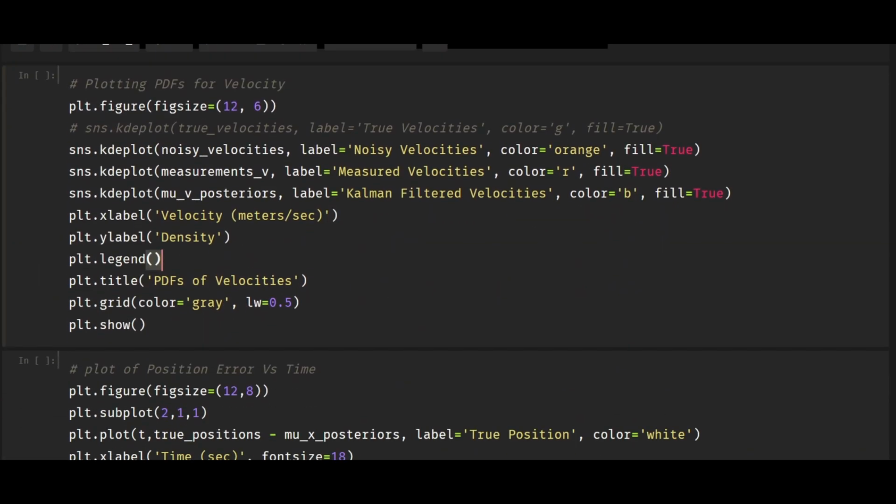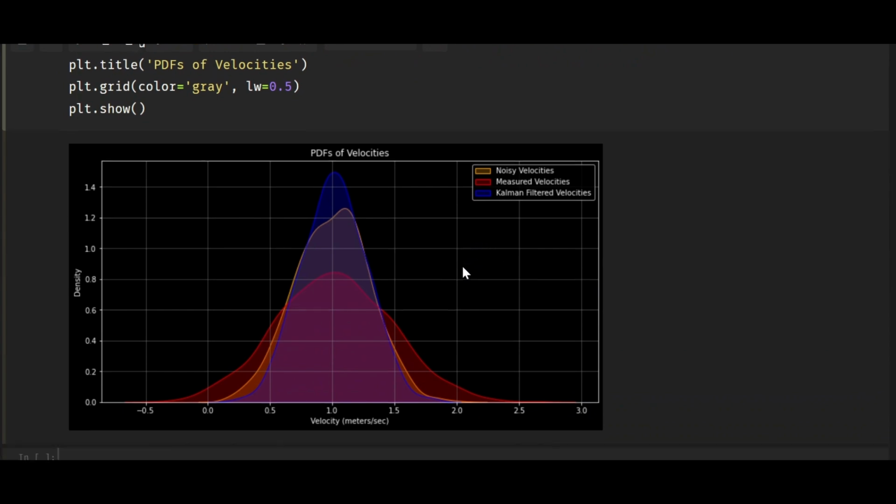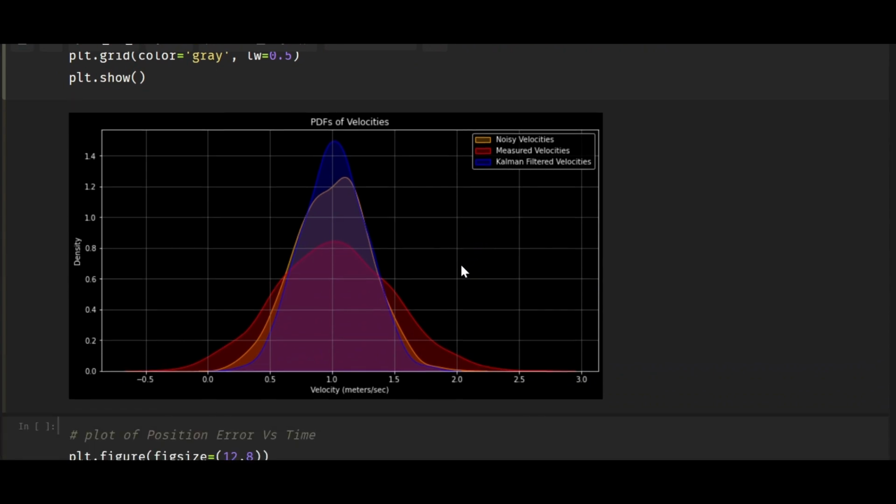Then we are going to plot the PDF of the velocities. Remember, velocity is a constant. So there are 3 plots here. One is the process noise on the velocity, shown by this orange PDF. We see that this orange PDF is slightly peakier in comparison to this red one. This red is the radar measurement of velocity, and we know that radar measurements are more corrupt in comparison to the process noise. So you see a very flat Gaussian curve here.